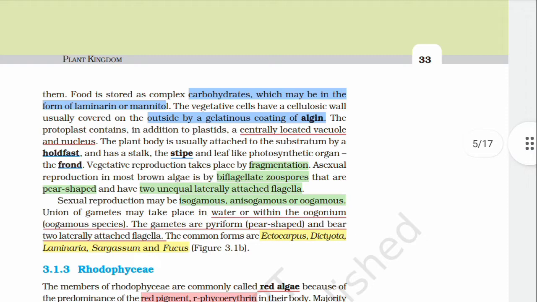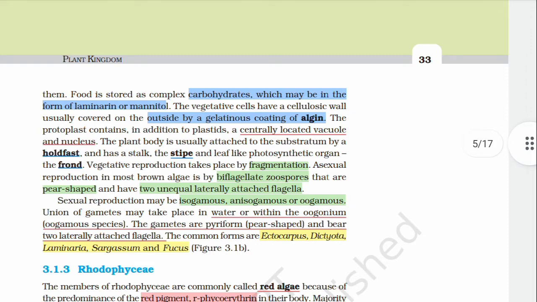Okay. Next, sexual reproduction may be isogamous, anisogamous, or oogamous. It can be of three kinds also. And this union of gametes takes place in water, and their gametes are also pear shaped, that is pyriform. Zoospore is also pyriform, that is pear shaped, and the gametes are also pear shaped. And here also they bear two laterally attached flagella. And the common examples are Ectocarpus, Dictyota, Laminaria, Sargassum, and Fucus.